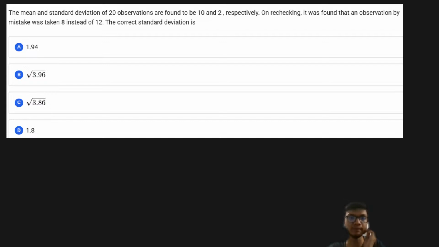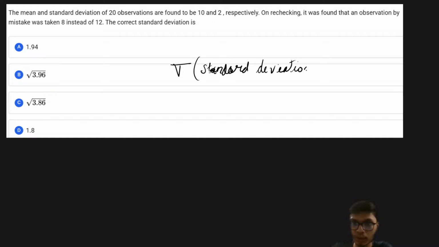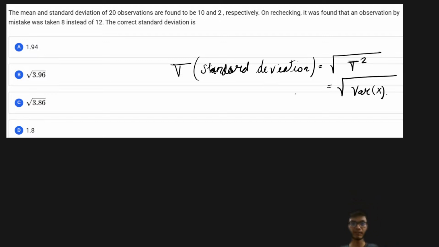One more type of problem you see here is where the mean and the standard deviation are given. Now what is standard deviation? Standard deviation is basically the square root of variance. You just take the square root of the variance, and that is the standard deviation.